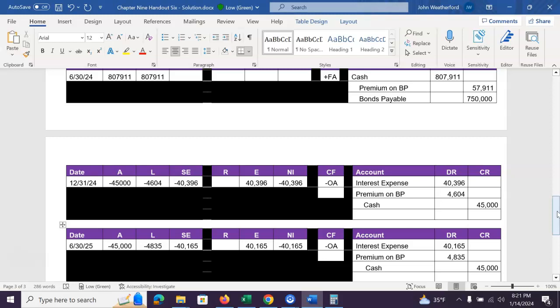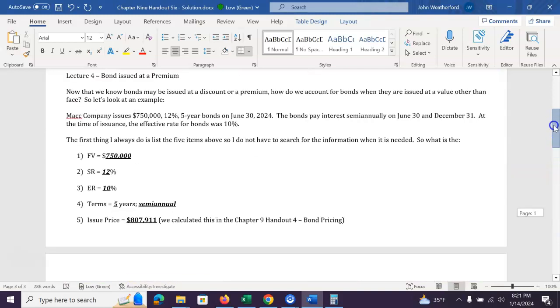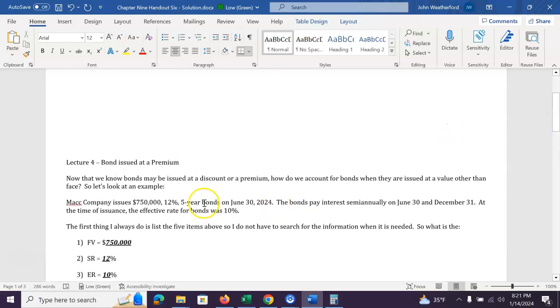And that if the bonds are issued, if the stated rate of the bonds is greater than the market rate, well, we know then there'll be a premium. I think this can be helpful just to know that. And then if the stated rate of the bonds is less than the market rate, we know that the bonds will be issued at a discount.